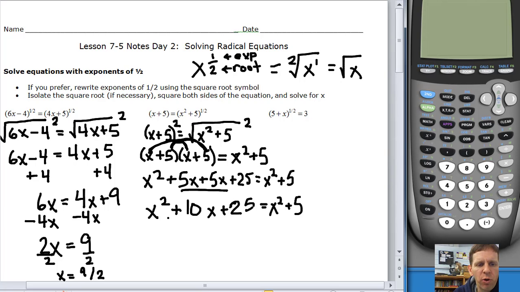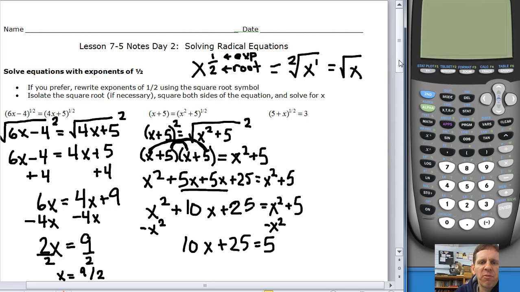We can subtract x squared from both sides of this equation, and the nice thing about doing that is it's just going to cancel itself on each side. So these x squareds cancel out, and we're left with 10x plus 25 equals 5. This problem looked difficult at the beginning. Now it's looking pretty nice, right?